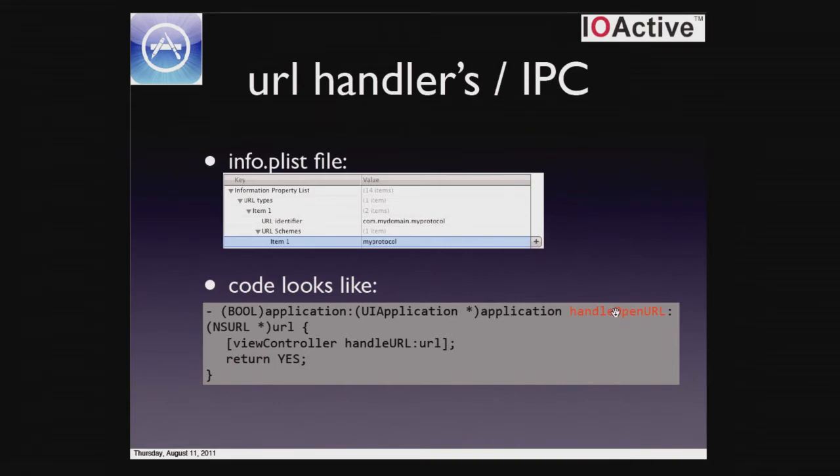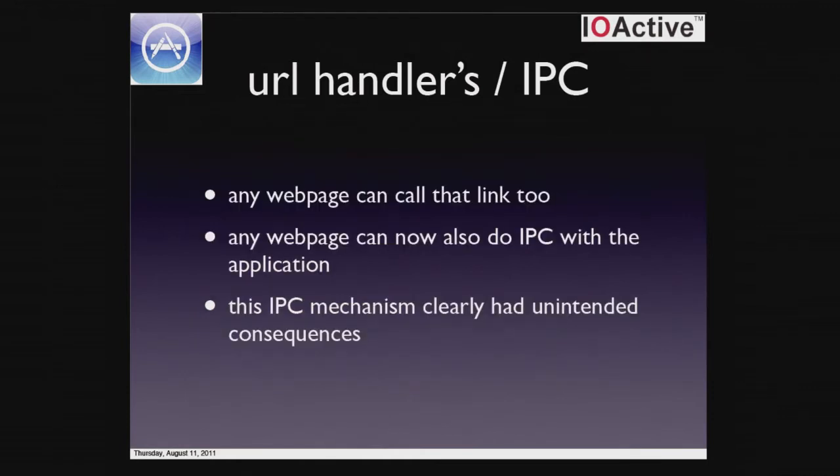Once you register your URL handler, iOS itself will go to your app and call the handleOpenURL method and pass URL data to it. That's how data comes in and you can start handling it. So handleOpenURL is a good entry point if you have to audit iOS applications. The problem becomes that any application or any web page can now also call into your app and give it data. An unforeseen consequence of this IPC mechanism is that you're not just exposing your app to local apps, you're exposing it to the internet. That's a bad idea.